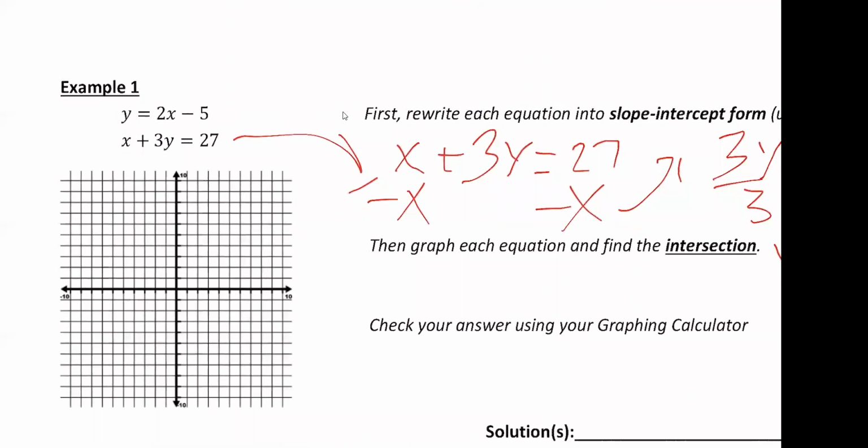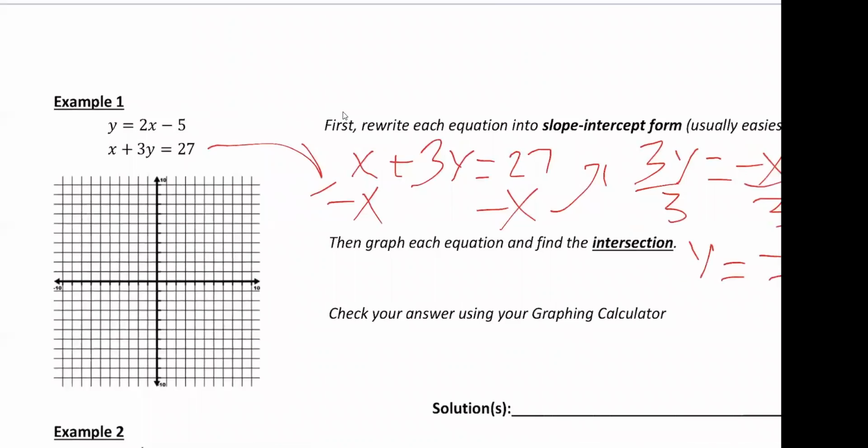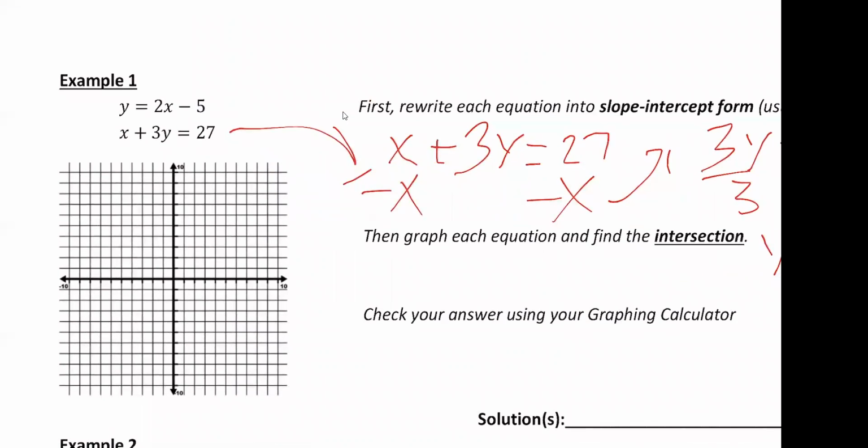So if you graph this, I'll graph the first one here in red. So we'd start down at -5. My slope's 2/1, so go up 2/1, up 2/1.